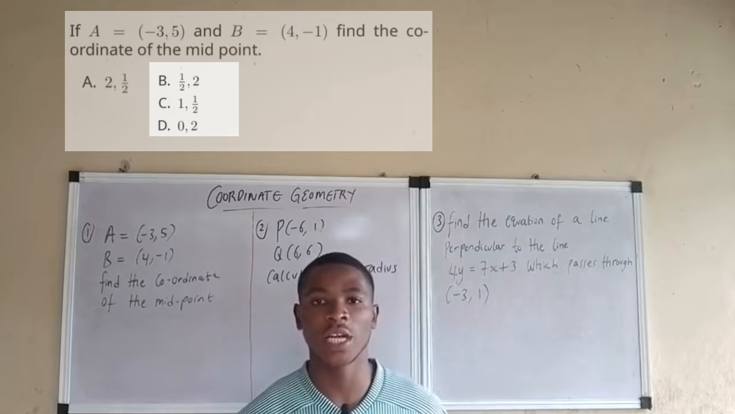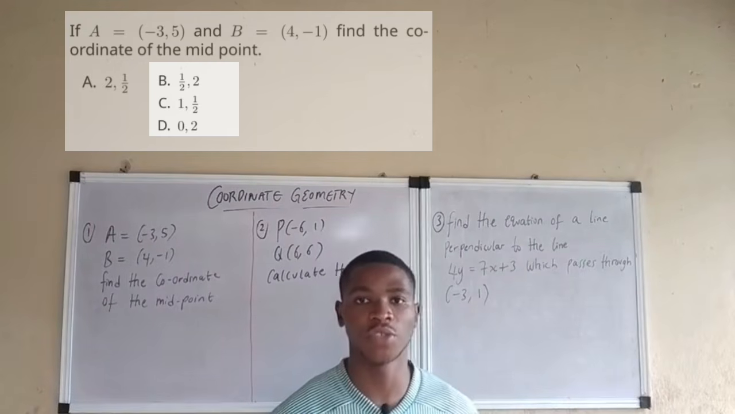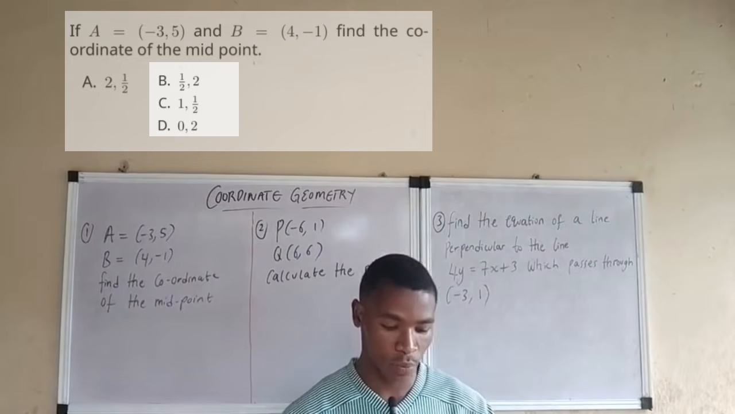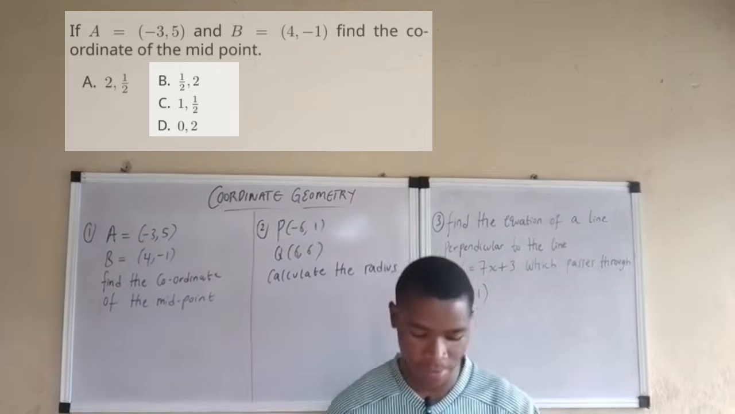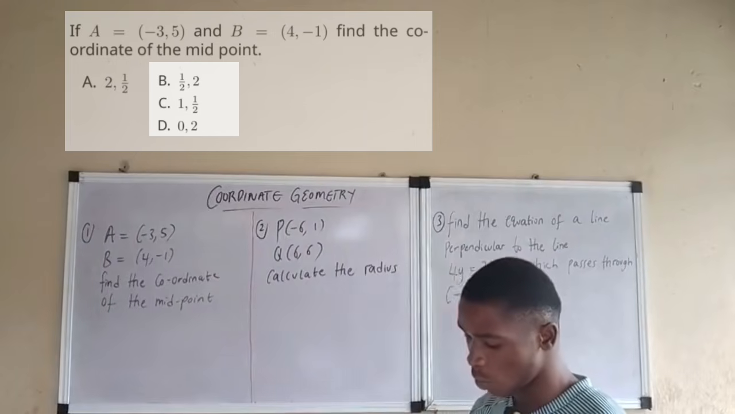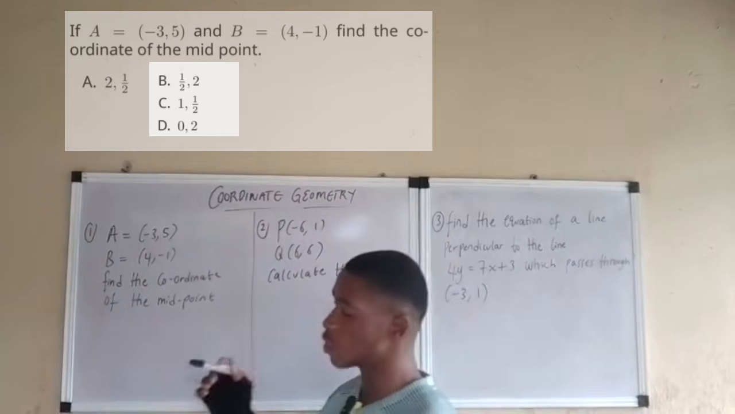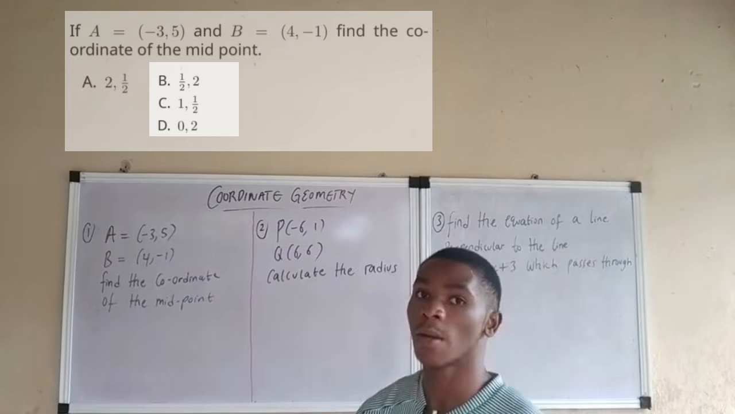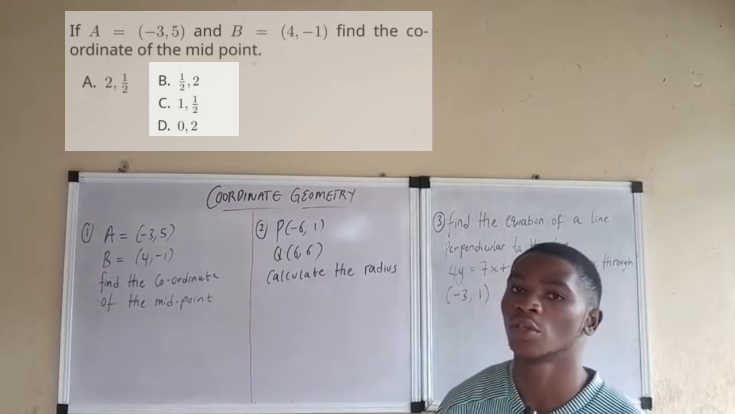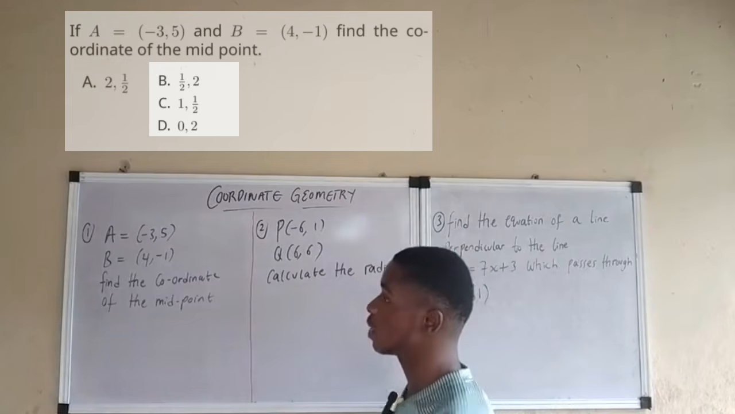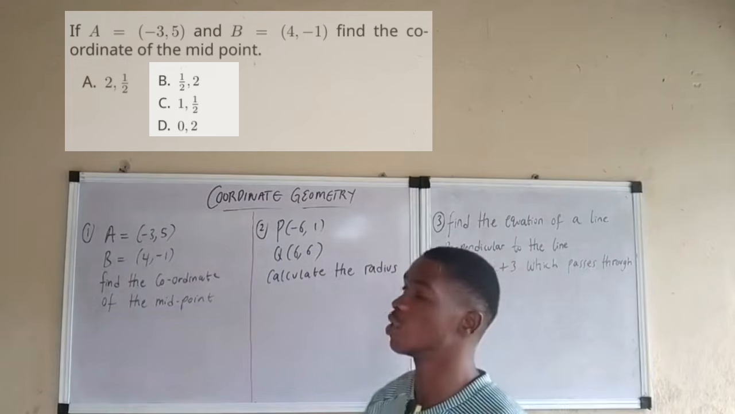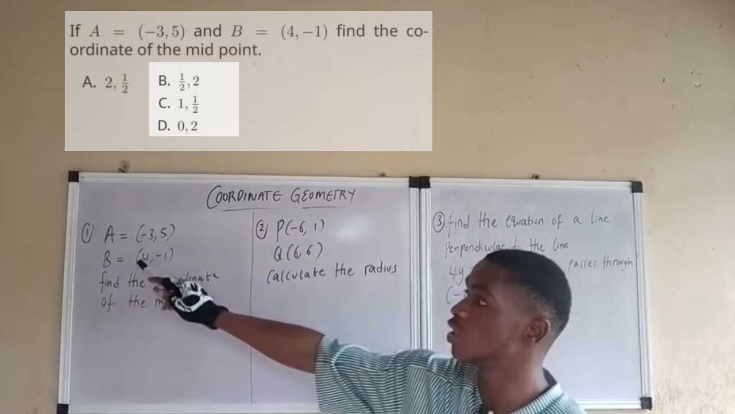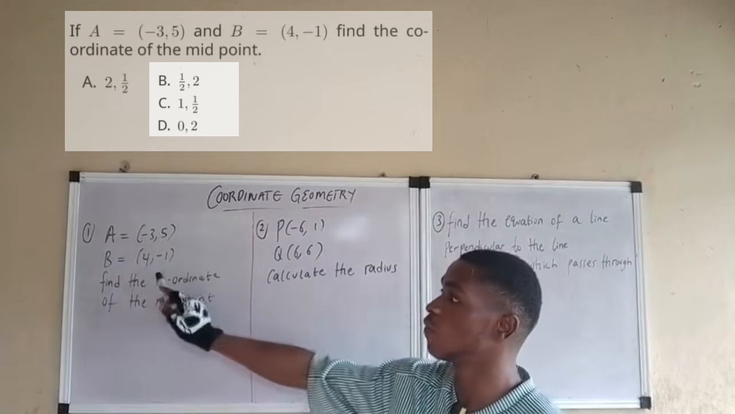All right, now we're going to be looking at questions on the aspect of coordinate geometry. The first question says, if A is equal to (-3, 5) and B is equal to (4, -1), we have to find the coordinates of the midpoint. Now, when it comes to coordinate geometry, you are dealing with points on a straight line. Point A to point B is a straight line, and on that line we have point A at the coordinates of -3 and 5, point B at the coordinates of 4 and -1.